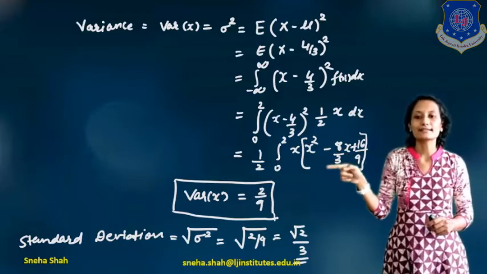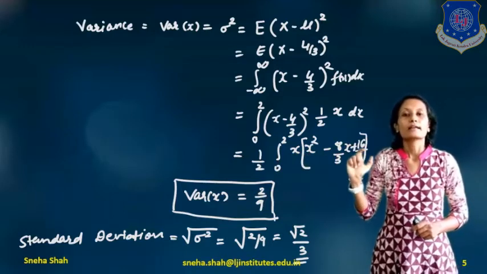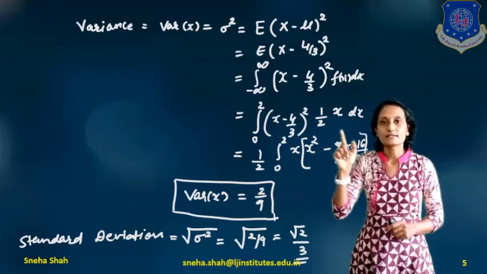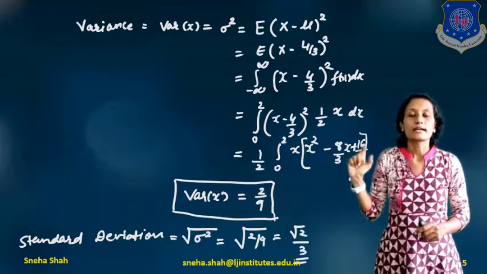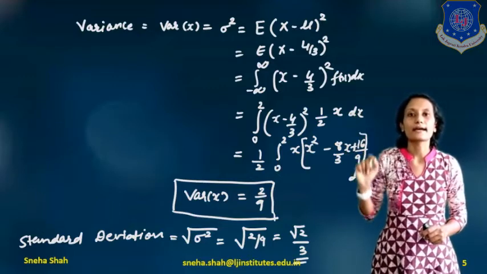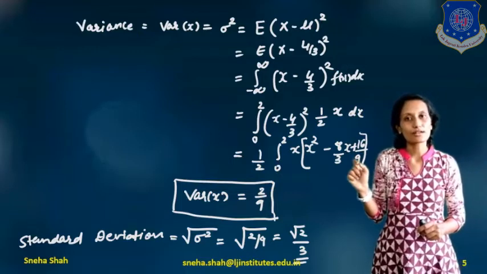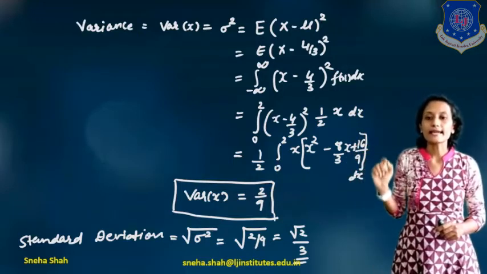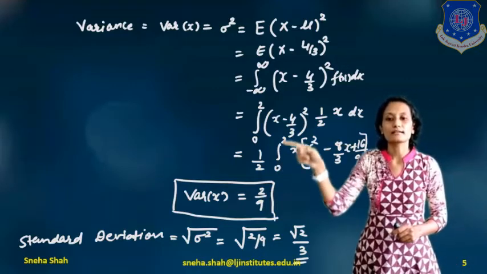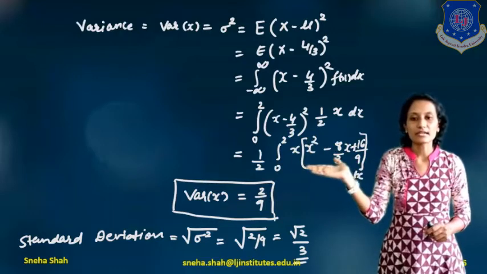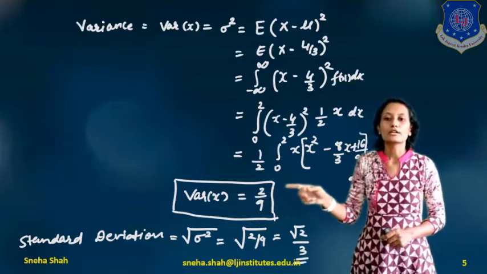Now if I integrate this term, it will give you x into x square, meaning x cube. The integration of x cube equals x raised to 4 divided by 4, minus 8 by 3 x into x, meaning x square. Its integration will be x cube by 3, and the last term is 16 by 9 only, so it will be considered a constant. So its integration will be x. After integrating this term, we put in the range 0 to 2. So after simplification of this term, it will give you the answer as variance of x equals 2 by 9.